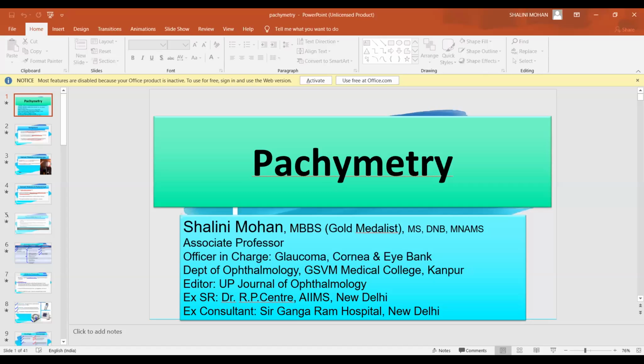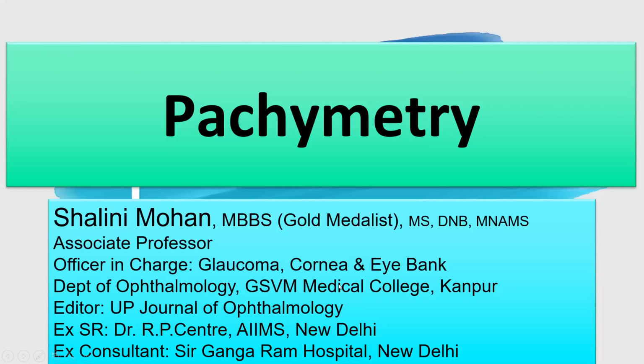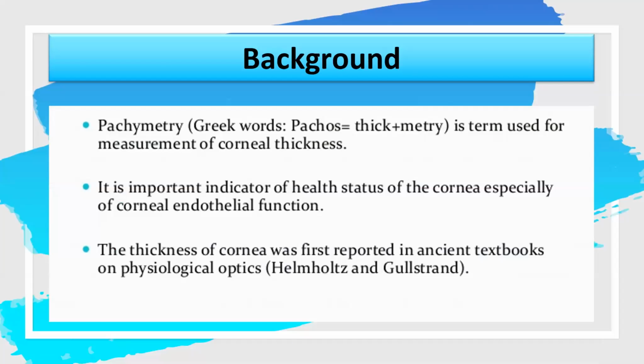I'm going with another presentation which is about measurement of central corneal thickness, which is pachymetry. We understand that pachos is the thickness and metry means measurement. So it is the measurement of corneal thickness, which is pachymetry. Now it is very important because it also indicates the health of the cornea, especially the endothelial function.